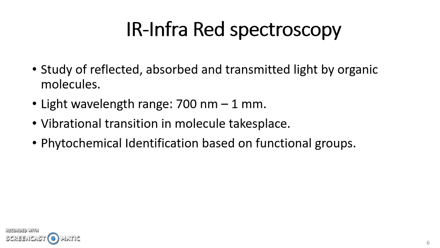Infrared spectroscopy. IR is the study of reflected, absorbed and transmitted radiant energy or light by an organic molecule. They absorb radiation wavelength ranging from 700 nanometers to 1 millimeter, which causes vibrational transition in the molecule. This technique is applicable for identification of phytochemical constituents based on their functional groups.